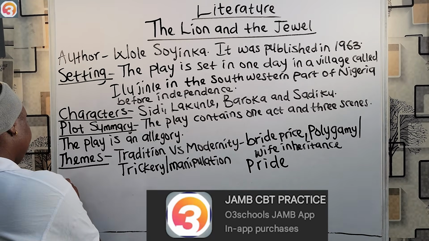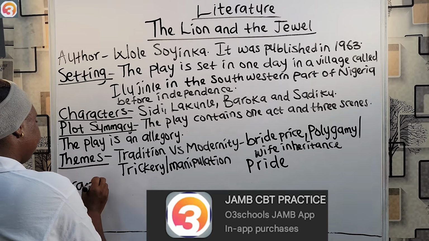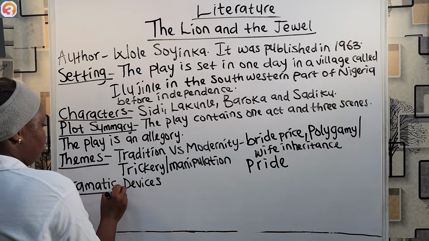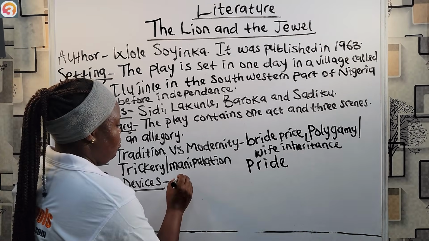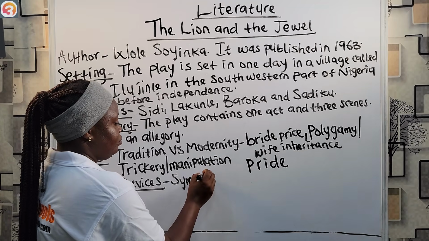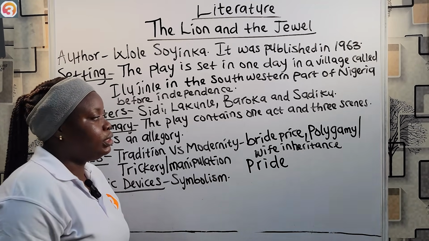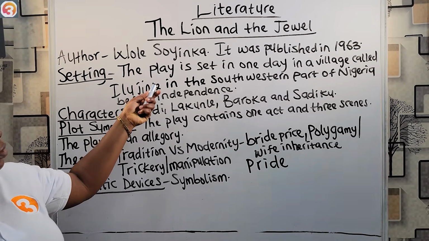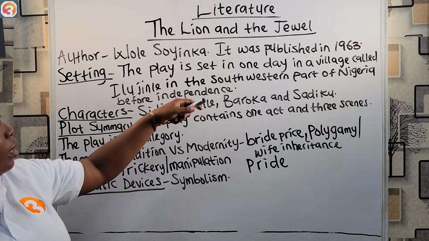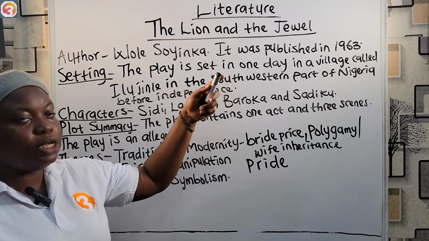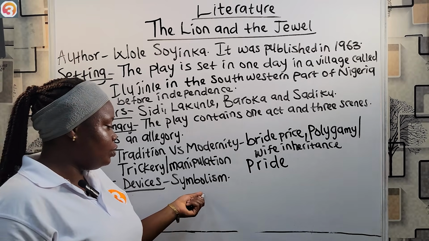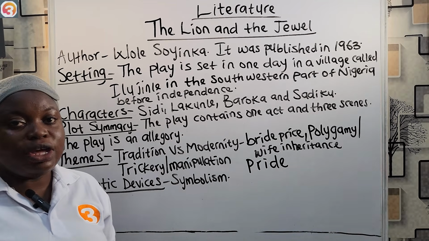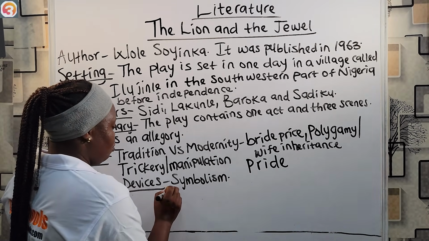Then we look at the dramatic devices. Dramatic devices used in the play The Lion and the Jewel. We have symbolism. All the characters in the play are symbols. Sidi is the jewel, Baroka is the lion, Lakunle represents modernity and all that. So all the characters used in the play are symbols used by the author or the playwright to convey its actual meaning.